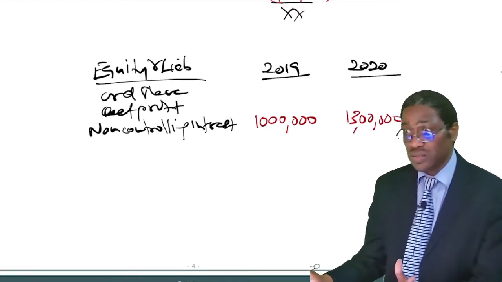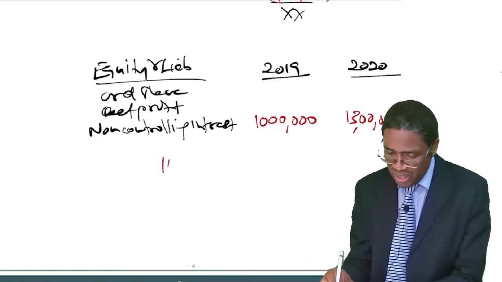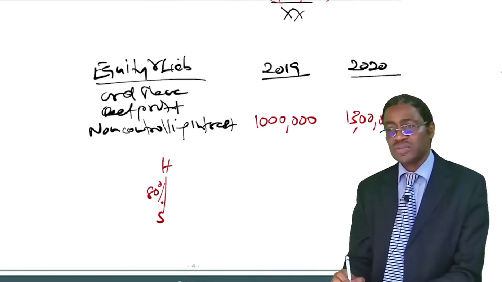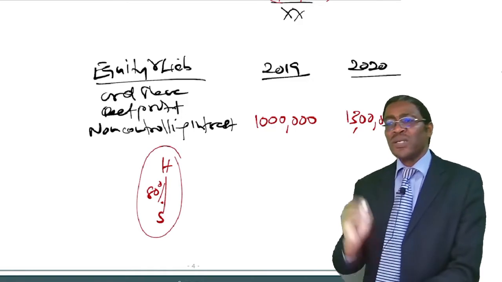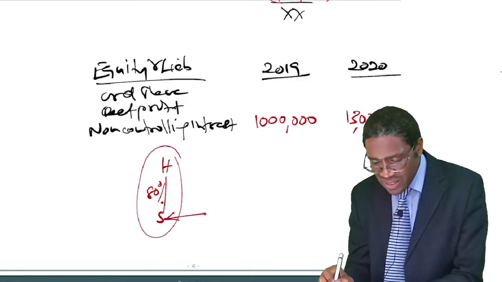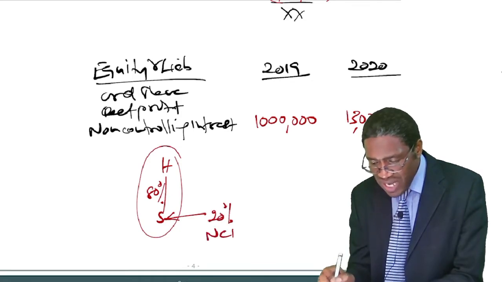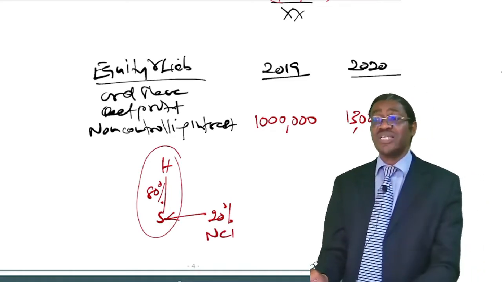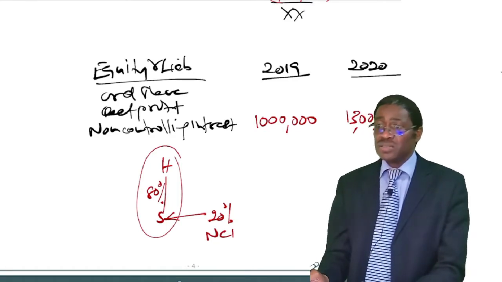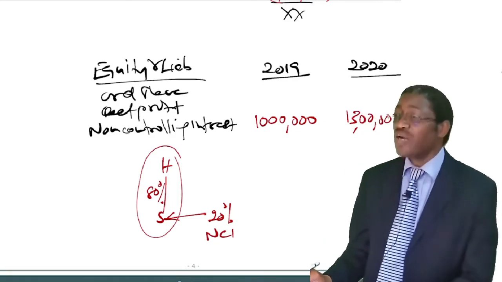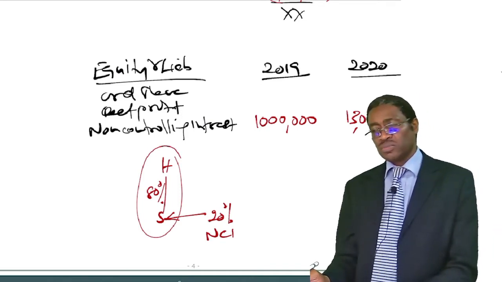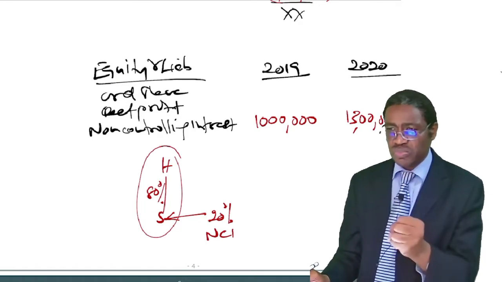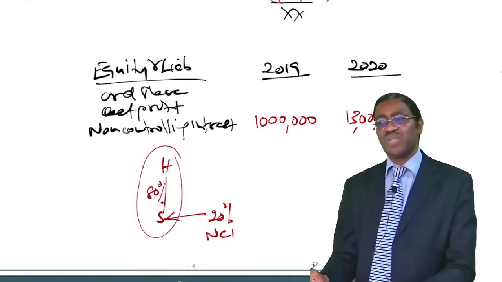So again, listen, me as a holding company here, I own a subsidiary. I only control 80% of their shares. We are the group. 20% of the shares in S are owned by the NCI. Those are the guys we are talking about. 20% of the shares in the subsidiary are owned by the non-controlling shareholders.